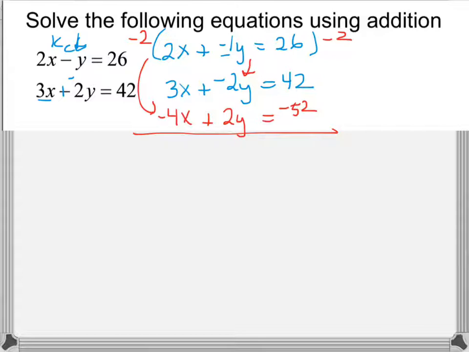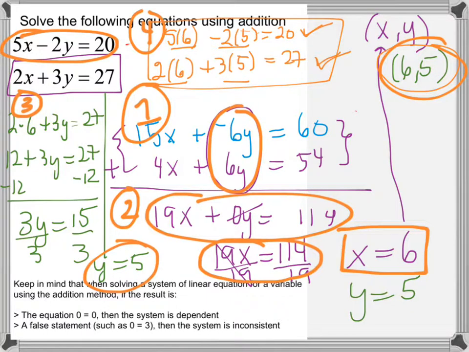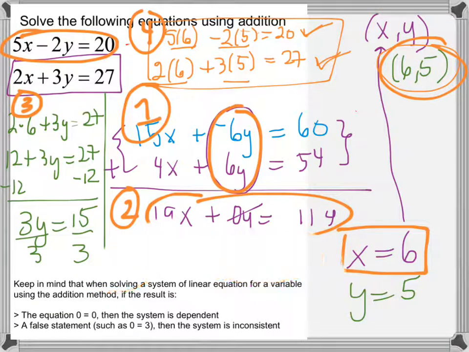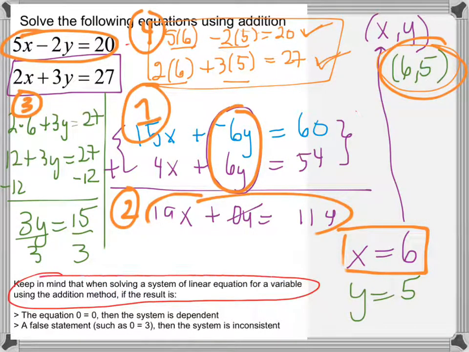Oh, and I forgot to mention one thing on the last page. Let me just go back to it real quick. There's some words at the bottom here that are important. Keep in mind that when solving a system of linear equations for a variable using the addition method, if you get an equation like 0 equals 0, it means the system is dependent. It means you have two parallel lines because 0 is always 0. That's called a tautology. It's like a truth statement.